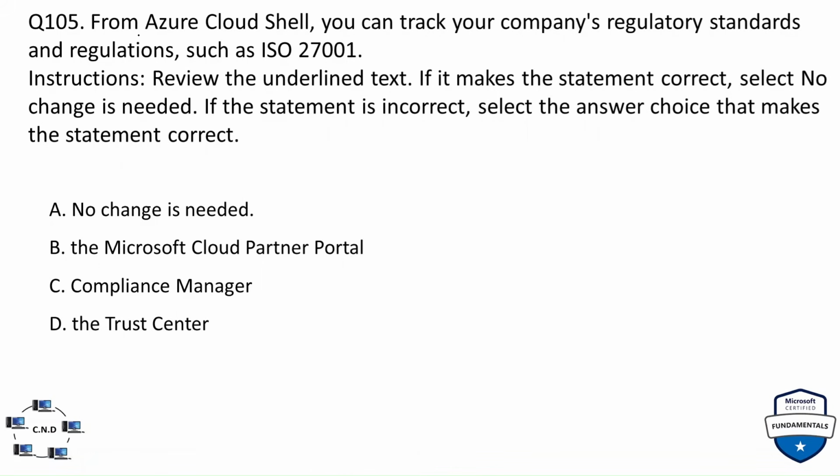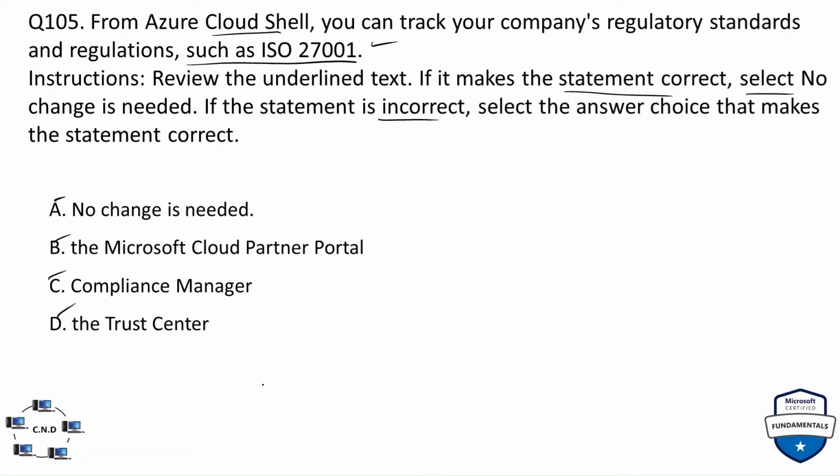Question number 105 is that from Azure Cloud Shell, you can track your company's regulatory standards and regulations such as ISO 27001. Instructions: review the underlined text. If it makes the statement correct, select no change is needed, and if the statement is incorrect, select the answer choice that makes the statement correct. So options are A, no change is needed, B, the Microsoft Cloud Partner Portal, C, Compliance Manager, and D, the Trust Center.